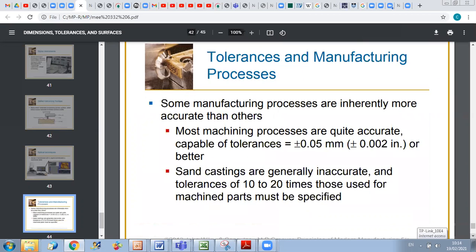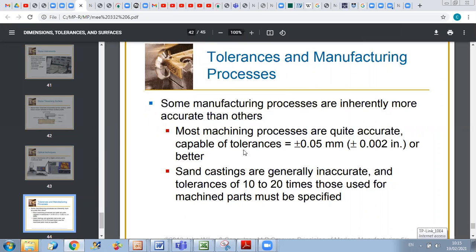Now, concerning tolerances and manufacturing processes, some manufacturing processes are inherently more accurate than others. Most machining processes are quite accurate, capable of tolerances of plus or minus 0.05 millimeter or even better. Other processes are not very accurate, like sand casting, which is generally inaccurate, and its tolerances are up to 10 to 20 times those used in machined parts. So it depends on the final product you want to have.